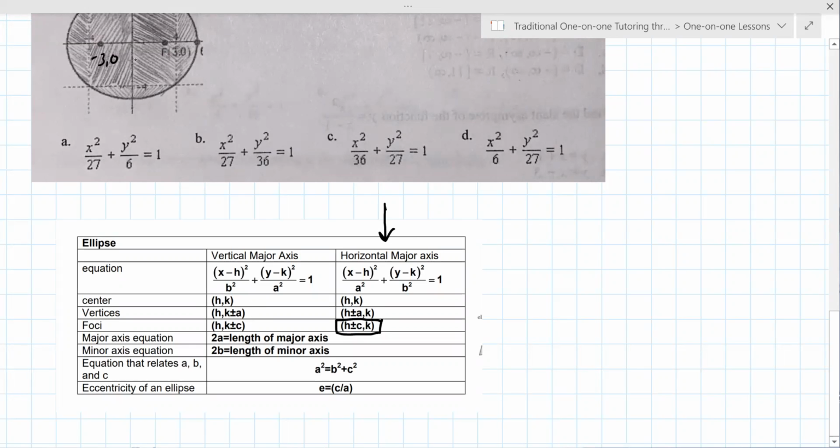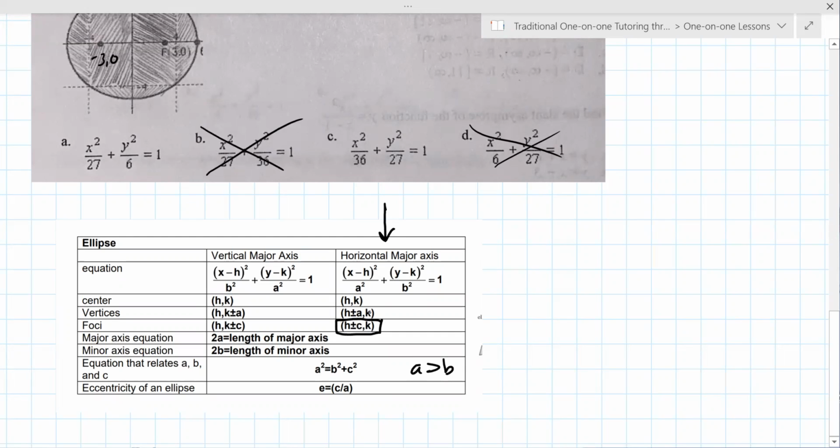Okay. In this format here, A is always greater than B. So that means the number under x has to be greater than the number under y. So that gets rid of that one. It gets rid of that one.